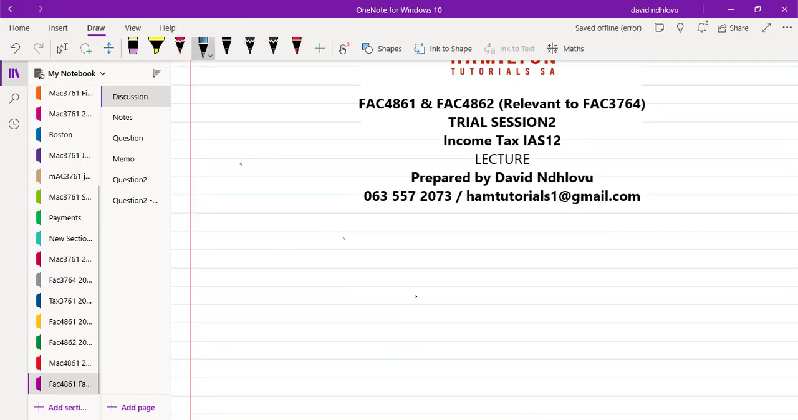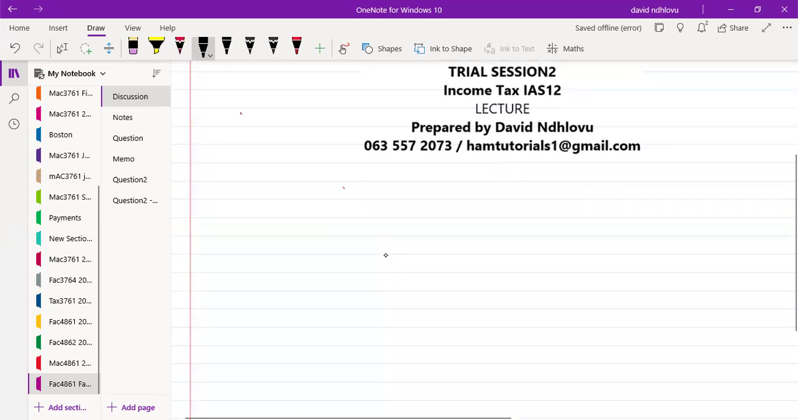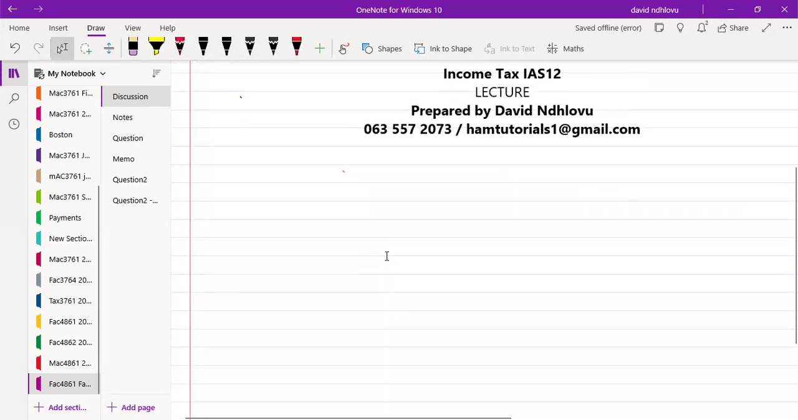But there is nothing difficult really with income tax. Income tax is one of the most friendly topics that you can do in your syllabus here. You just need to understand it and make the most out of it. Right, let's recap on the work that we did in the previous week.